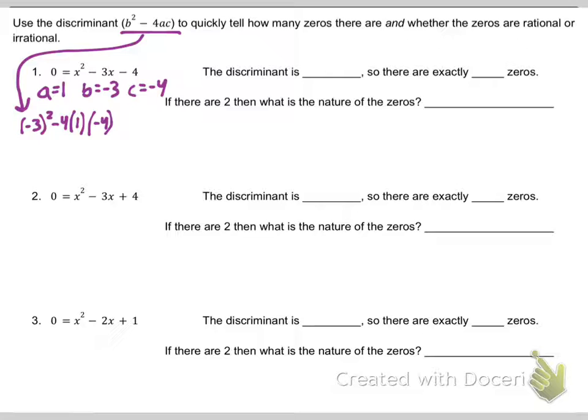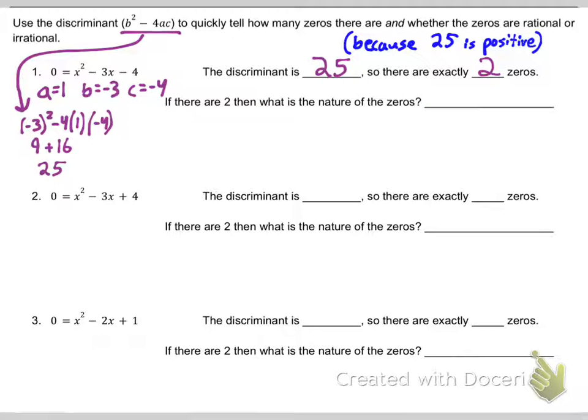Let's see here. B squared minus 4ac. Negative 3 squared is 9. Negative 4 times 1 times negative 4 is positive 16. And 9 plus 16 is 25, so the discriminant is 25. That's just the value of what b squared minus 4ac is. So that means there's exactly 2 zeros because 25 is a positive number.